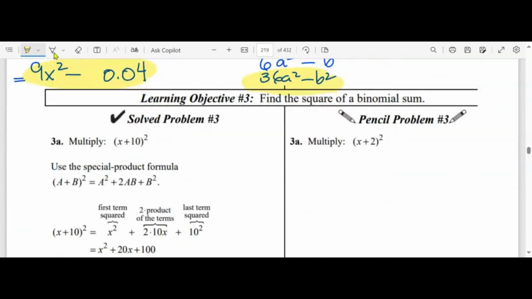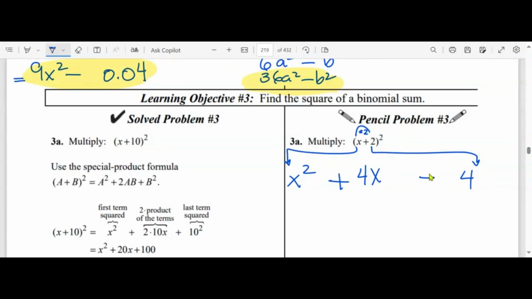Now I have here, do you see this one? So we square the first. If you square the first, what do you get? X squared. Square the last. Plus 4. Multiply the first and the second times 2. 4x. Yeah. And then you take the same sign. Easy as easy?